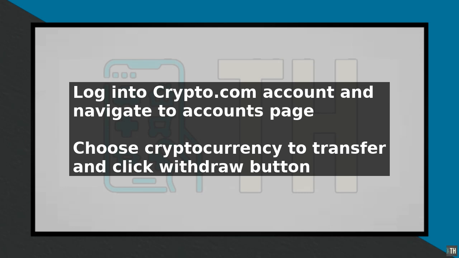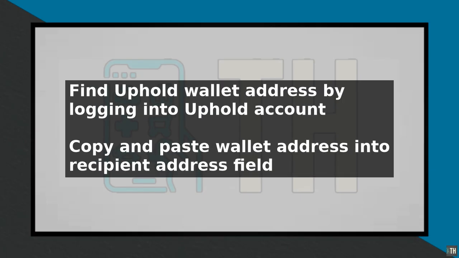Copy this address and paste it into the recipient address field on Crypto.com. Be sure to double-check the address to ensure it is correct, as incorrect addresses can result in lost funds. Next, enter the amount you want to transfer and review the transaction details. Make sure the amount and address are correct.